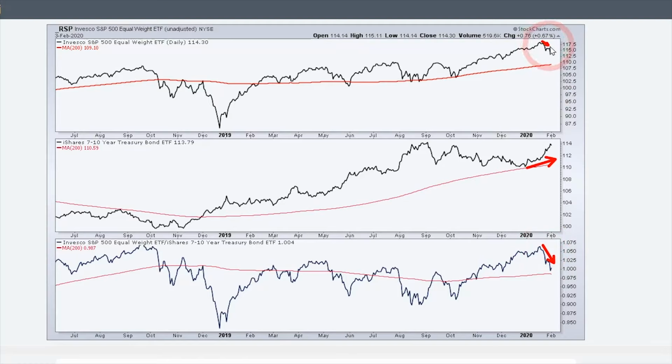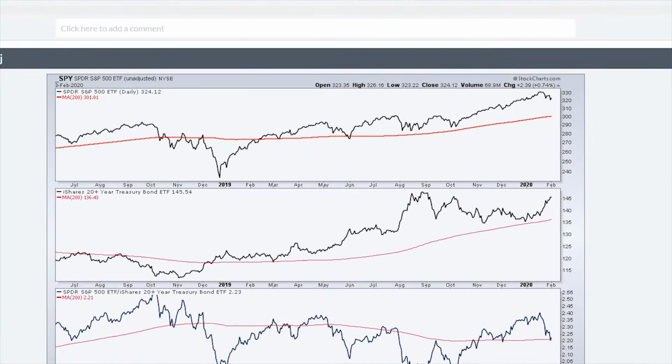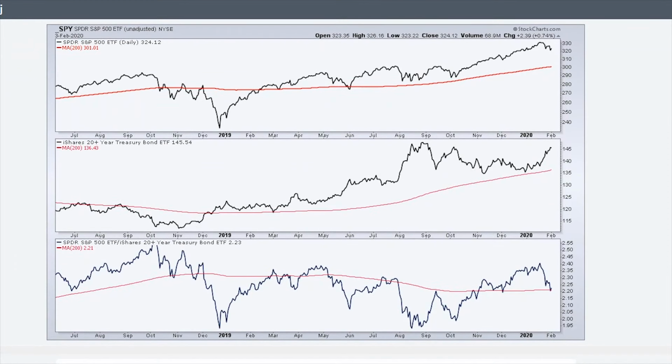And that is because RSP fell a little bit. But the combination of this sharp move higher in IEF and this move lower in RSP caused the ratio to fall. So it looks like risk off as far as stocks relative to bonds. Now, I also do this with SPY and TLT. And by the way, I'm using unadjusted data on all these charts.